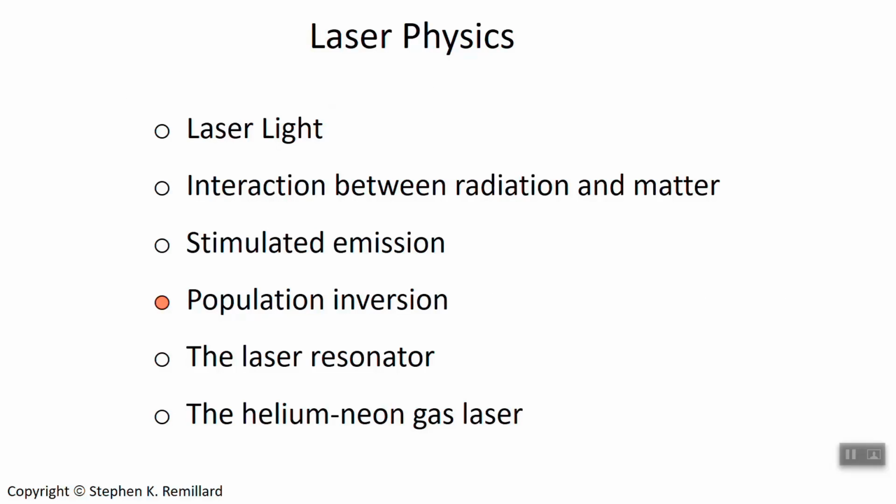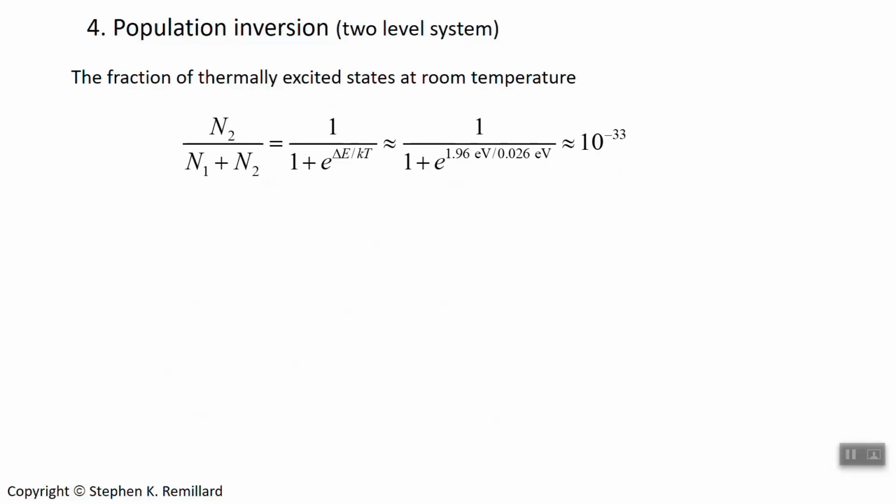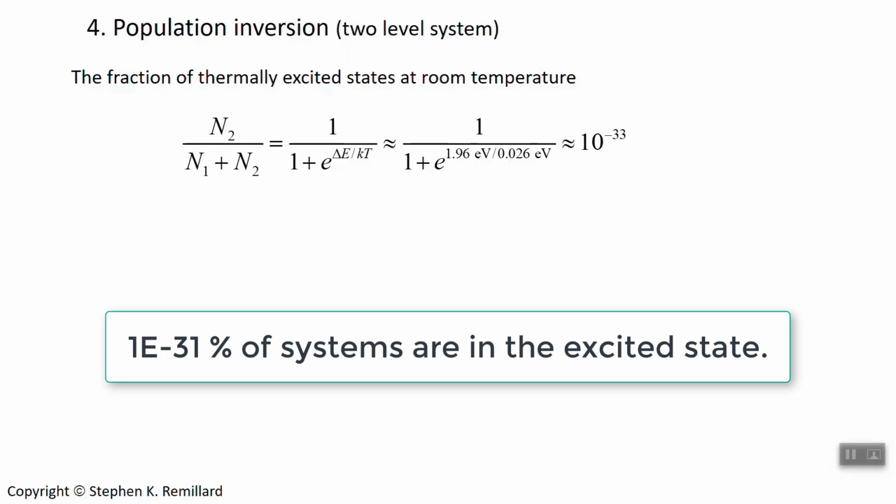We need to then talk about population inversion. Going back to our ratio of states that are excited divided by the total number of states, you can put in a typical energy. So for example, the helium-neon laser, we have this 1.96 electron volt delta energy. Put in your 0.026 eV for room temperature, and you find that only 10 to the minus 33 states are excited. That's the ratio of excited states.